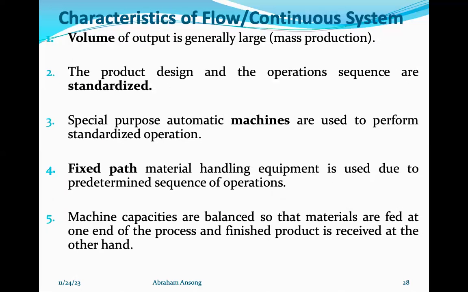Characteristics of the flow or continuous system. So volume of output is generally large. So it's good for mass production. All right, you're producing the same thing, but in larger quantities. They look the same or they are similar. So you can use the continuous system.